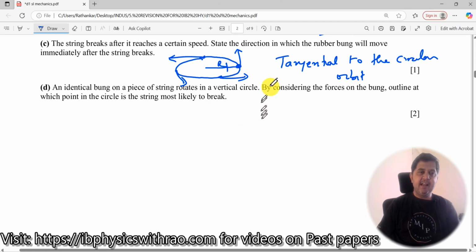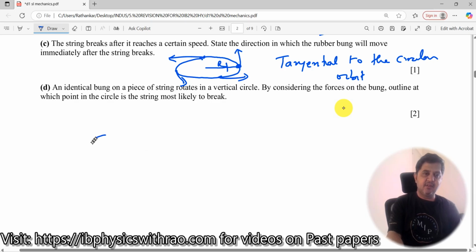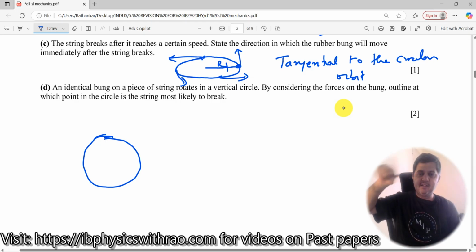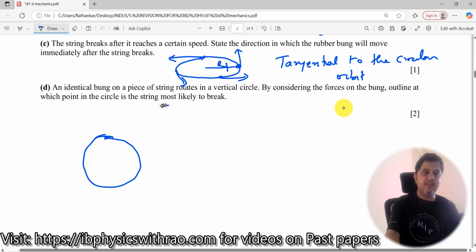Okay. An identical bung on a string of negligible mass rotates in a vertical circle. Vertical circle like this. See, a horizontal circle is this one, and vertical is this one. Then, by considering the forces acting on the bung, outline at which point in the circle the string is most likely to break. It can break anywhere over here, but it depends upon the velocity. But if it breaks, then definitely it will be at this point.